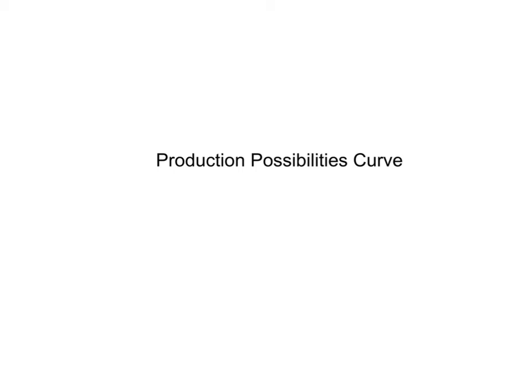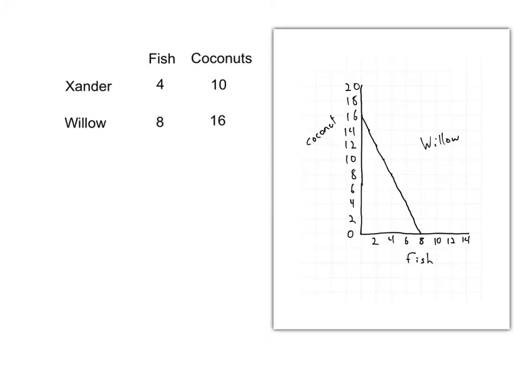Hey guys, Mr. Breen, and I'm going to talk to you about how to draw production possibilities curves, what they are, and so on. Let's go back to the previous example that we used with Xander and Willow on their desert island, where they're collecting fish and coconuts. If you wanted to graphically represent the maximum production that Willow could have, you could put it in this form that you see over here.